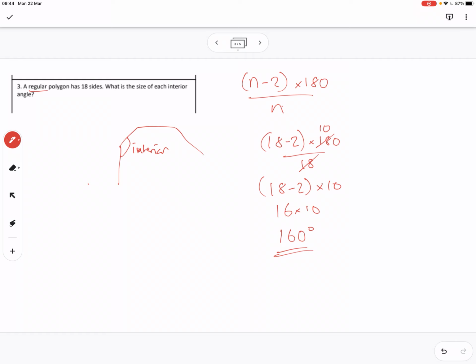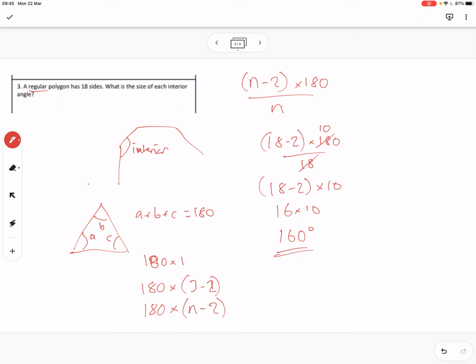If you're struggling to remember that, if you remember that all three angles in a triangle equal 180, generally I think people can remember that quite easily. That is 180 times 1. Well, it's a three-sided shape, so it's 180 times 3 minus 2, sorry, 1 is 3 minus 2. So that might help you remember that it's n minus 2 times 180 for the sum. And then if they're all the same, you just divide by the number of angles to get the per angle formula.